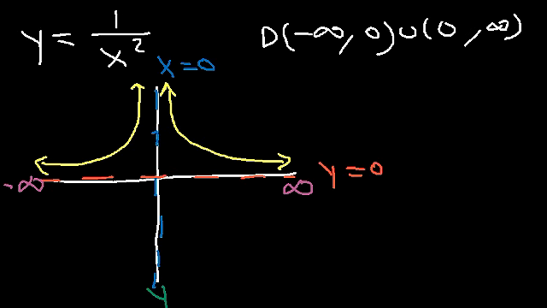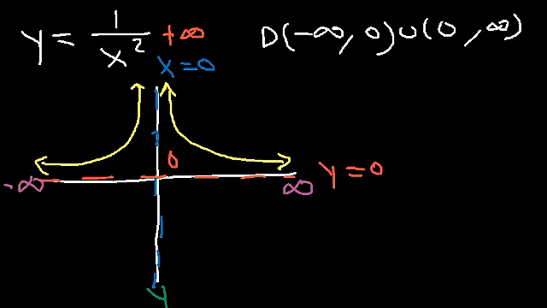Now what about the range? Notice that the lowest y value is 0, but the highest is positive infinity. And because the horizontal asymptote is y equals 0, the function never touches the horizontal asymptote. So it's greater than 0 but not equal to 0. There's no value of x that you can plug in that will give you a y value of 0. You can get very close to 0, but you'll never reach a y value of 0.